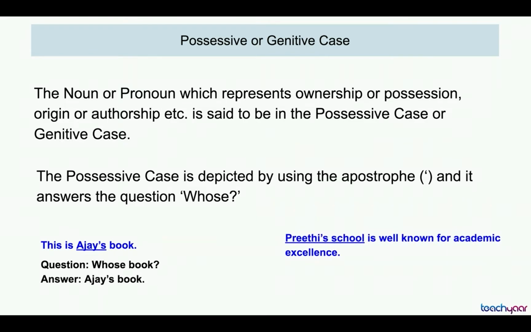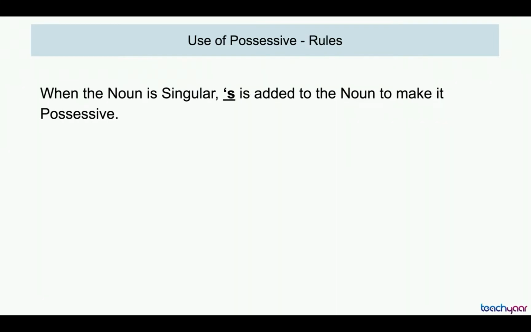Preeti's school is well known for academic excellence. Again the same thing. Which school is known for academic excellence? Whose school? And the answer you get, Preeti's school. So this is an identification. The school where Preeti studies. So when you see the apostrophe and sometimes there is an S after that, you realize that there is ownership or possession, origin or authorship.